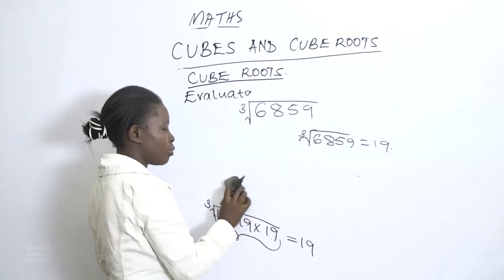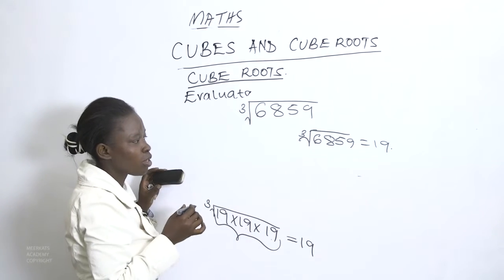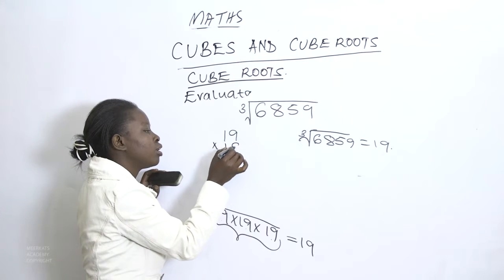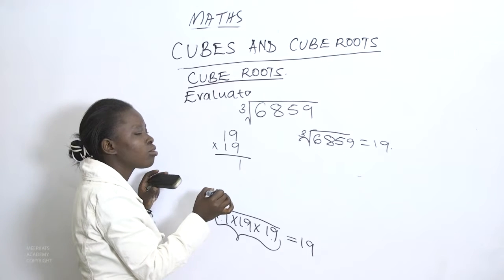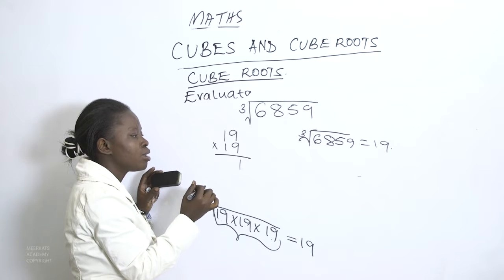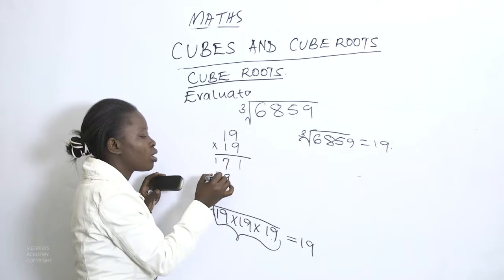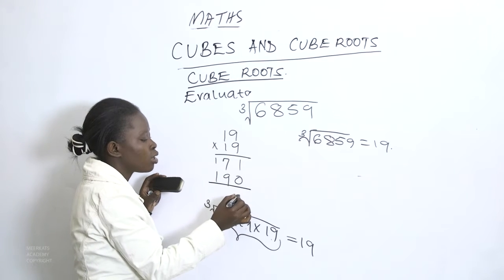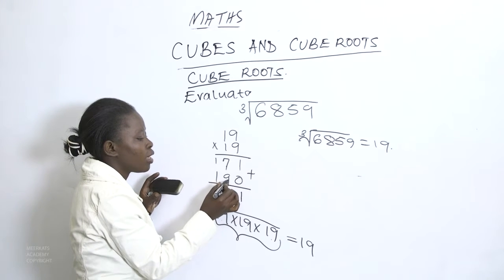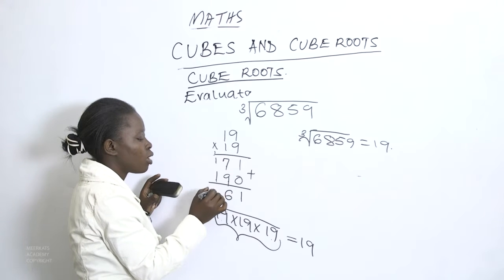Just a verification to find out if 19 multiplied by itself repeatedly 3 times will give us 6,859. So I have 19 times 19. 9 times 9 is 81, so carry 8. 9 times 1 is 9 plus 8, 17. 1 times 9 is 9. 1 times 1 is 1. So we end up having 1 when we add. We have 1 plus 0 is 1. 7 plus 9 is 16. So write 6, carry 1. 1 plus 1, 2 plus 1, 3.